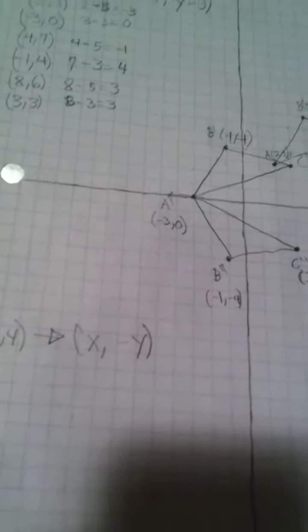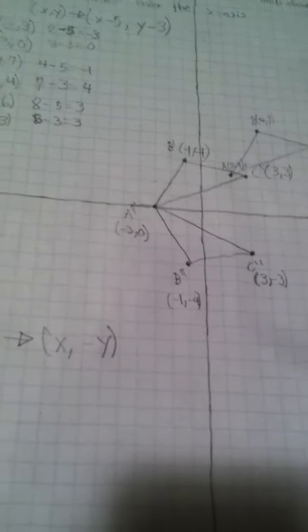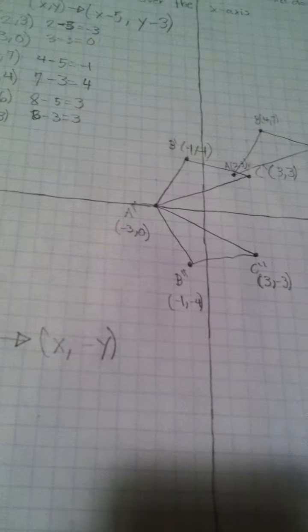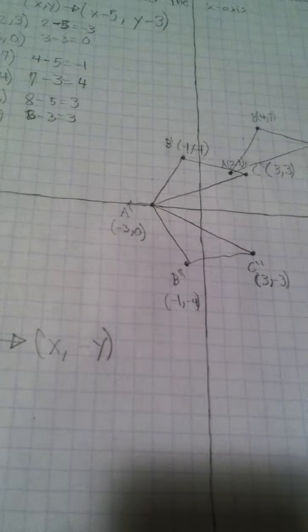So 3, -3, and 4, -4. So that is x, -y is the algebraic rule for my reflection from triangle A prime, B prime, C prime to triangle A prime prime, B prime prime, C prime prime.